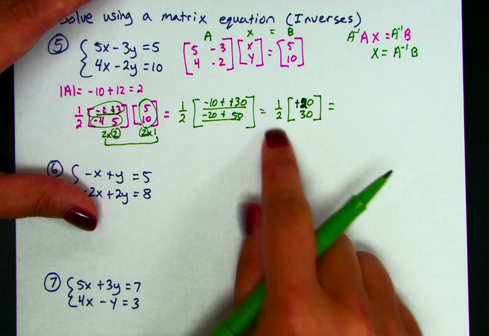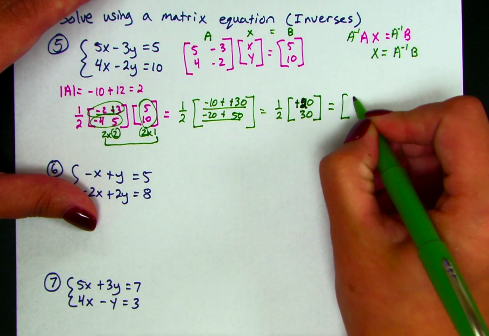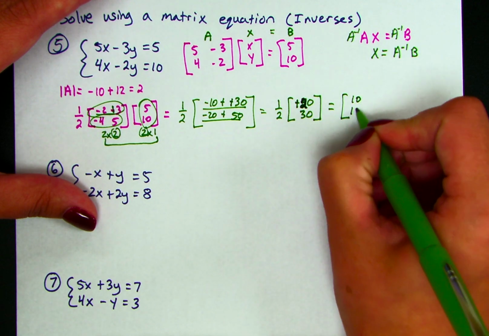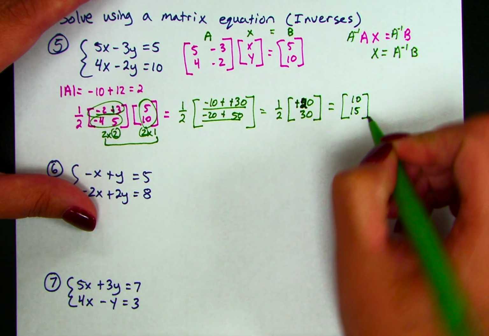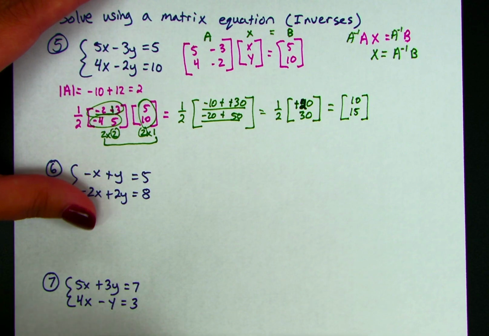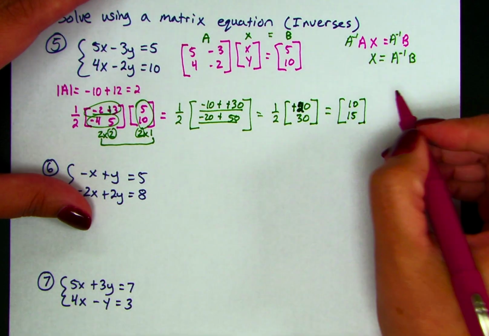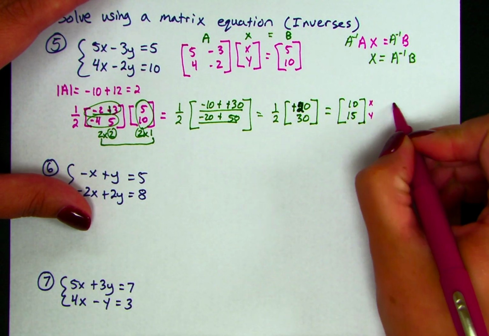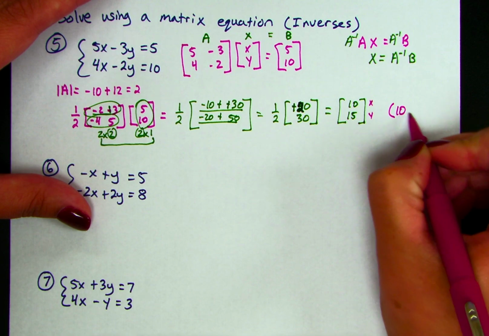All right, so we are distributing in the 1/2. So 20 divided by 2 is going to give me 10. And then 30 divided by 2 is 15. And then I'm writing my final answer as that point. So remember, this is x and y. So my point of intersection is (10, 15).